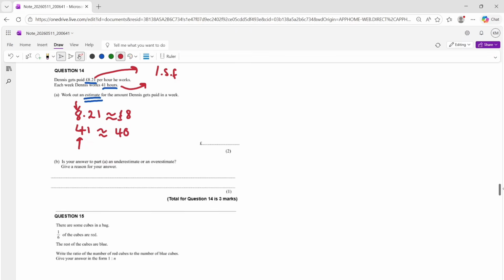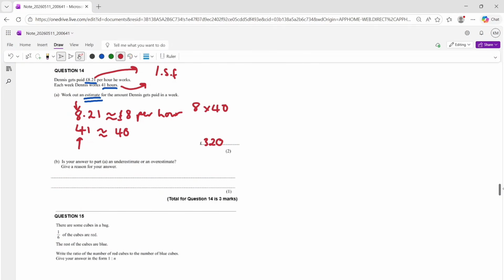So if he gets £8 per hour, so for every hour he works, and he works for 40 hours, I'm going to do 8 times 40. Well, 8 times 4 is 32, so 8 times 40 must be 320. So that's how you get your 2 marks. 1 mark for the rounding, a second mark for having the correct answer.